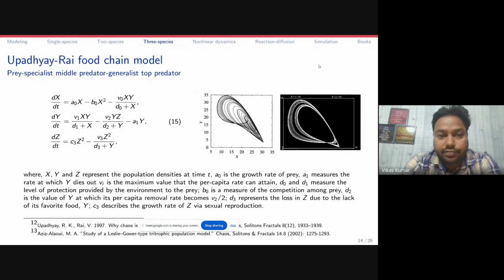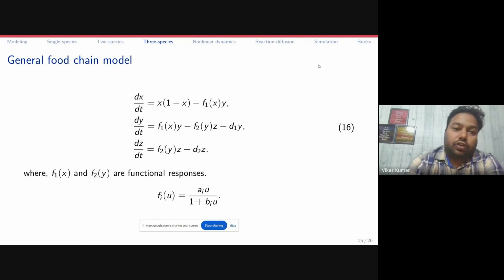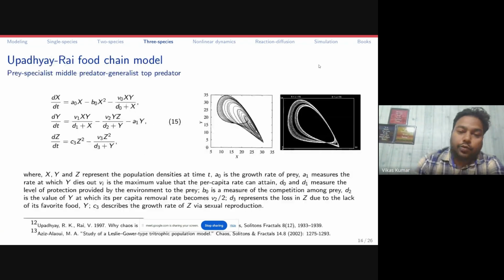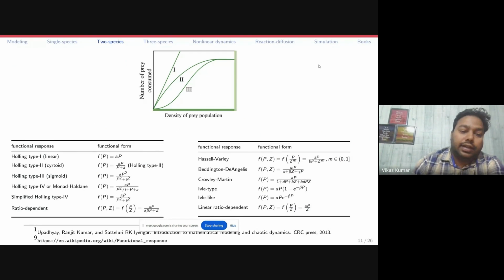If I talk about the general food chain models, you can see here I have taken the specialist middle predator and specialist top predator model. Of course, similar to the Hastings and Powell model, where X is the prey, Y is the middle predator, Z is the top predator. You can take F1(X) or F2(Y) functional responses, like a linear functional response if you want, or either Holling type II or Holling type III.